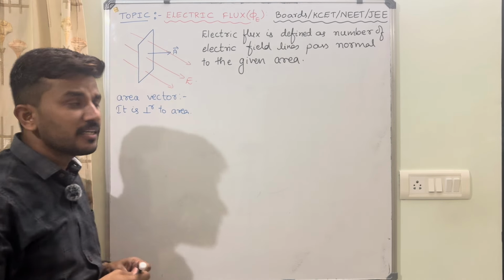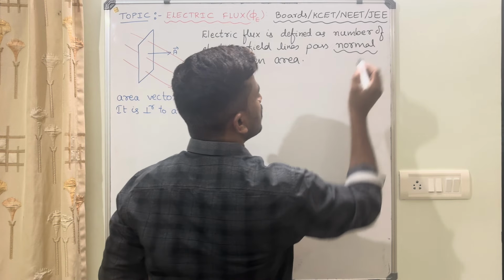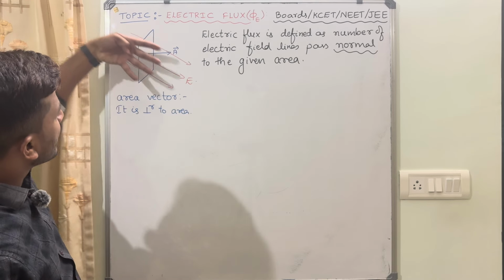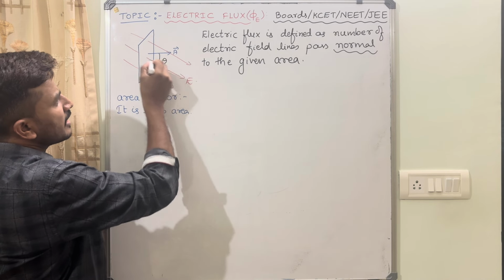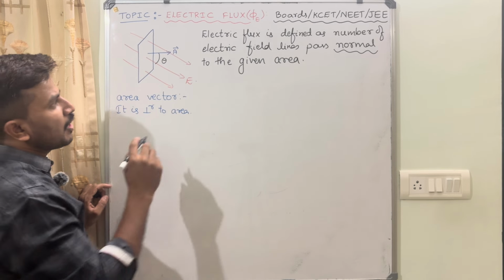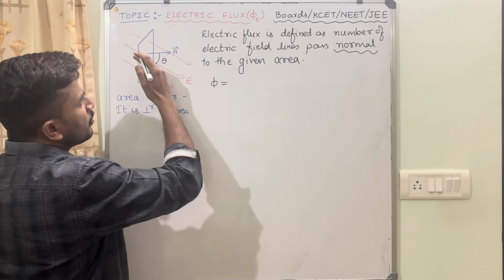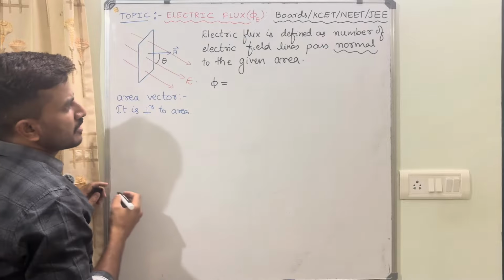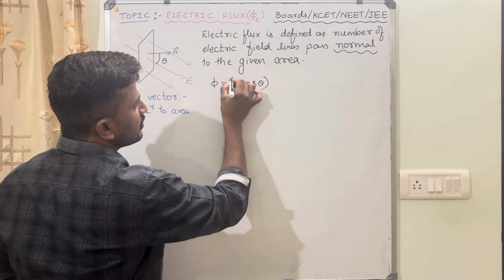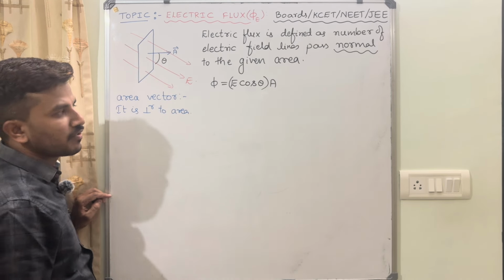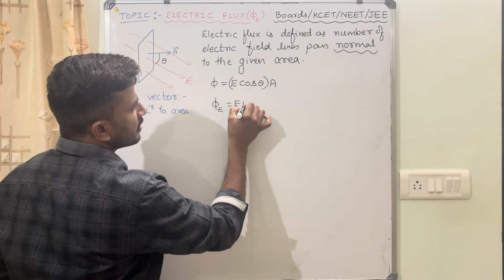Sir, here electric field lines are not passing normal to the given area. Normal is perpendicular to the given area. They are making some angle here. So if you consider there is some angle between the area vector and the electric field vector, how to define electric flux? The component of electric field along the normal will be E cos theta, into area will give you electric flux. So electric flux is equal to EA cos theta.